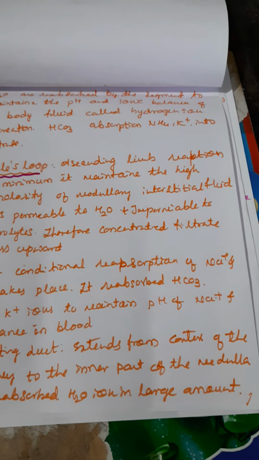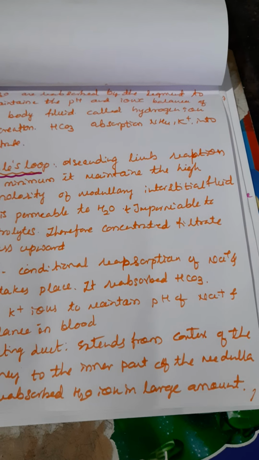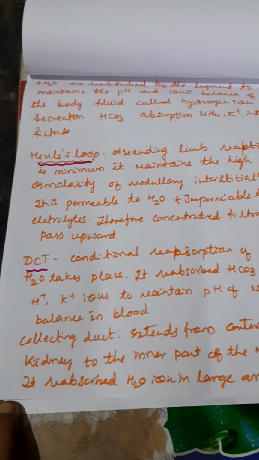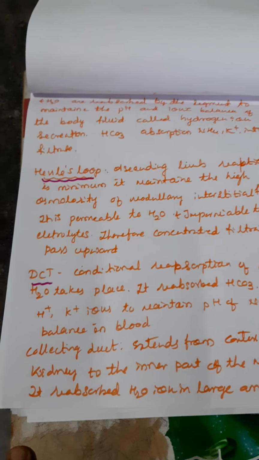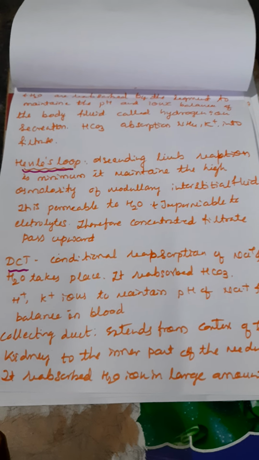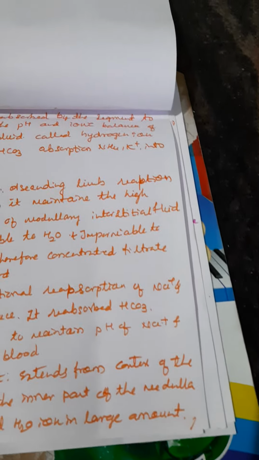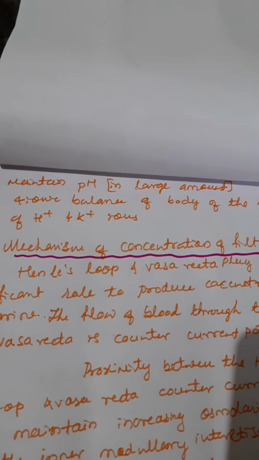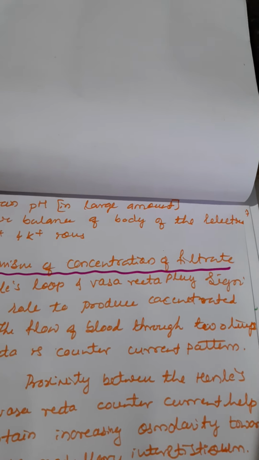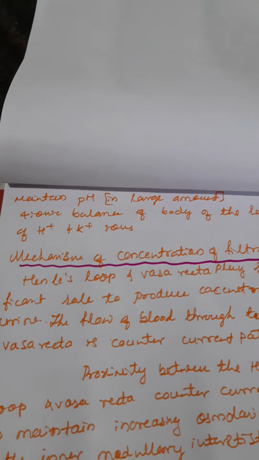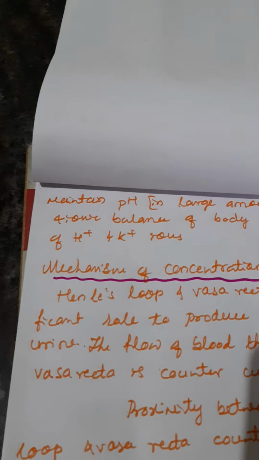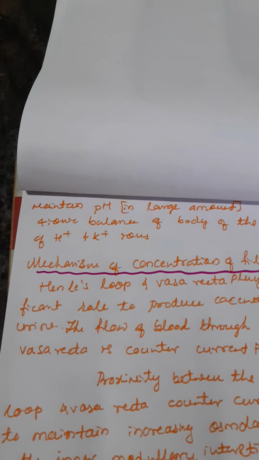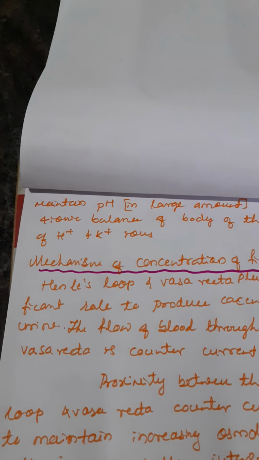The collecting duct extends from the cortex of the kidney to the inner part of the medulla. Water is reabsorbed in large amounts. It maintains pH and ionic balance of the body by selective secretion of hydrogen and potassium ions. These three steps complete the formation of urine.